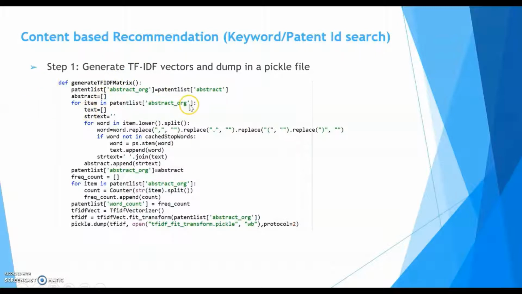We fetch the abstract of all the patents, convert it into lower case, split all the words, remove unwanted characters, stop words, perform stemming, then generate the TF-IDF vectors and dump them into a pickle file. The reason why we're doing this pre-processing step is to improve the time efficiency of the system so that the user does not have to wait for seconds and even minutes sometimes if the dataset is huge enough.